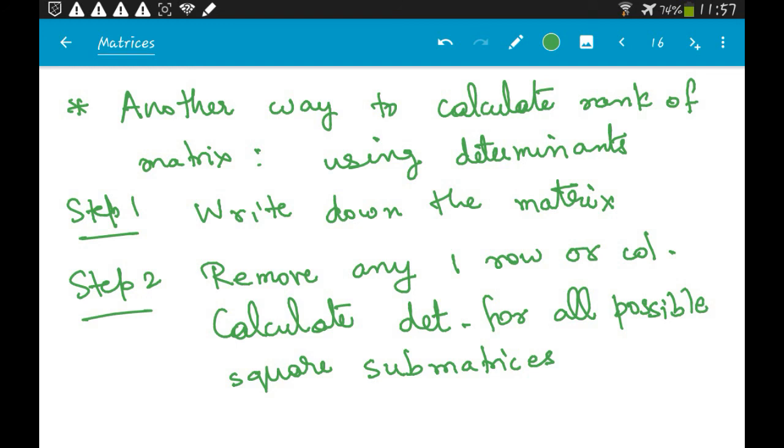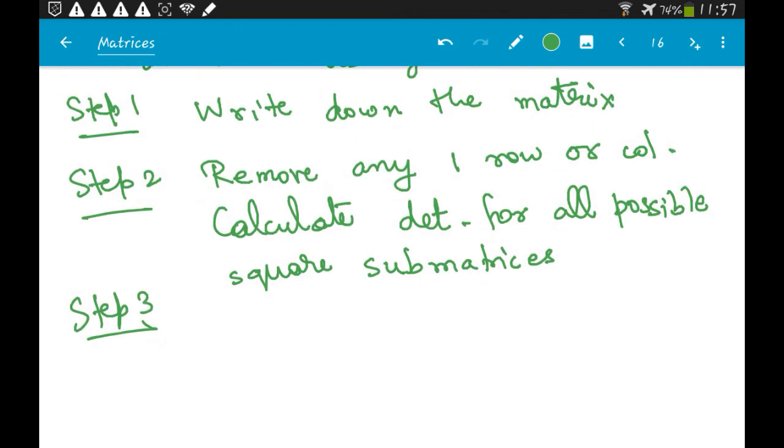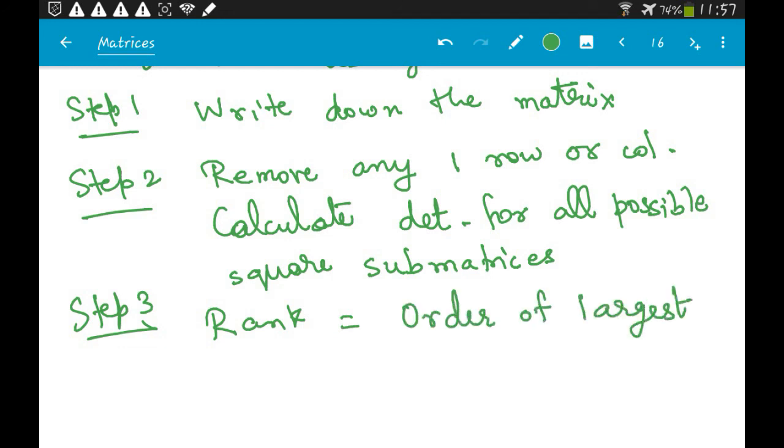Okay, and then step 3, after calculating the determinants for all possible submatrices, you have to see that the rank is nothing but equal to the order of the largest non-zero determinant. So this is a fairly easy method.